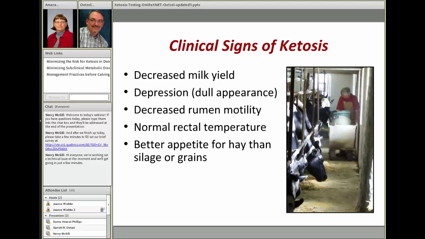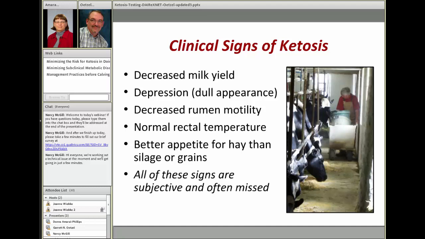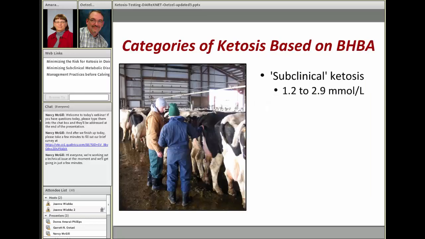And if we have a situation, particularly with our tie stall herds, component feeding, they might notice the cows had a better appetite for hay compared to grains or silage, or at least just know which cows I'll feed. And that's something that's hard to do in group settings. We can do it a little bit, and usually we would see some appetite depression, particularly relative to milk yield. My big point is all these clinical signs are subjective. They're often missed depending on the intensity that the herd brings to it.